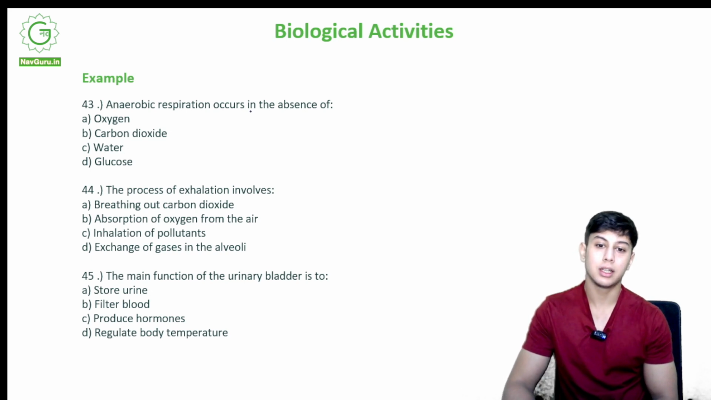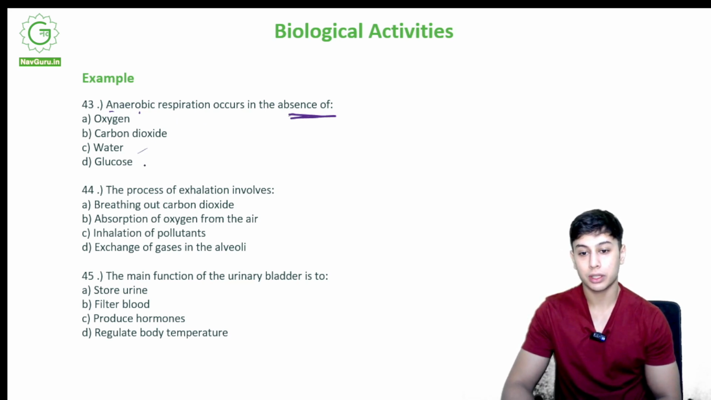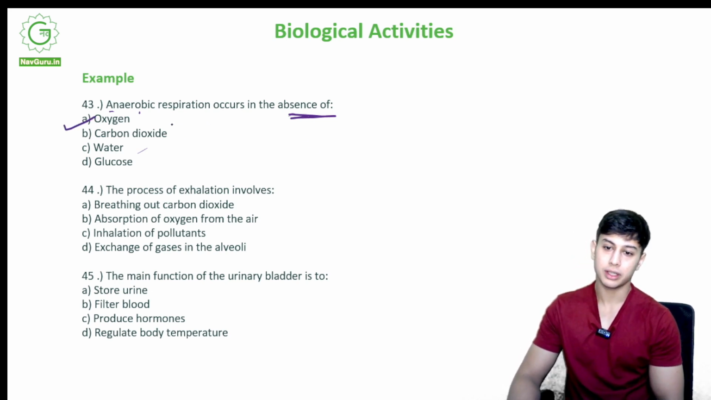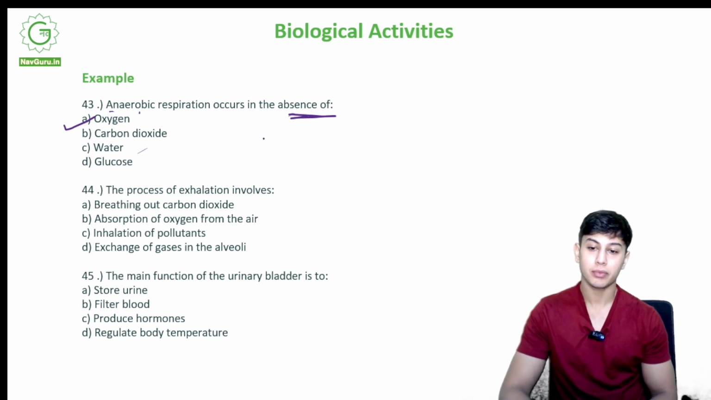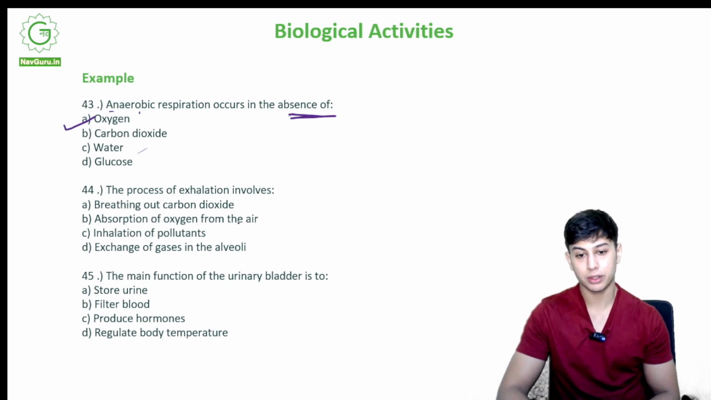Anaerobic respiration occurs in the absence of what? So anaerobic, absence of what? Oxygen, carbon dioxide, water, glucose. It is absence of oxygen, right? Absence of oxygen. The process of exhalation, right? When I exhale, it involves breathing out carbon dioxide, absorption of oxygen from the air, inhalation of pollutants, exchange of gases in the alveoli. Correct option is option A, breathing out carbon dioxide.